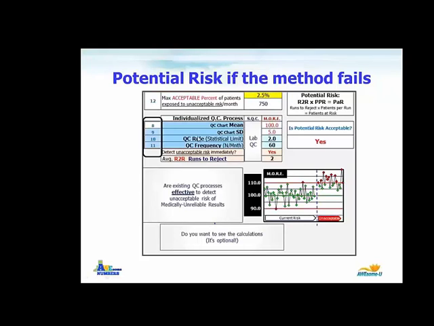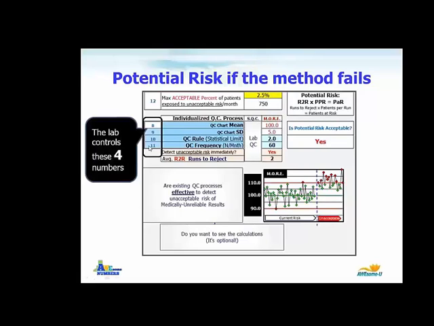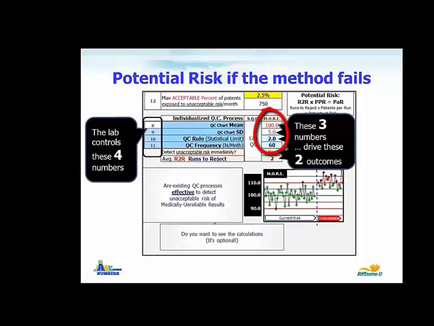We're going to go back into another simulator. We're going to look at what happens if you do the mathematically optimized QC process versus what happens with typical lab QC. The lab controls these four numbers: QC chart mean, QC chart SD, QC rule, QC frequency. By adjusting those four numbers, you can maintain whatever acceptable risk level the medical director has set, or you can shut down the method and improve it. Take it back to him or her and say, what do you want to do now?